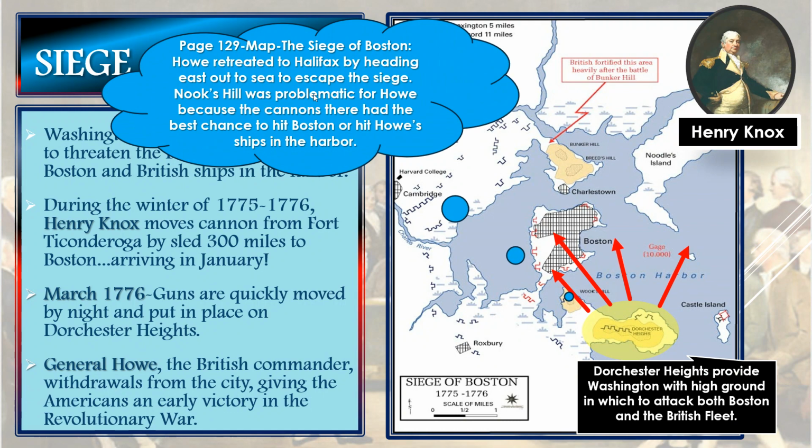Nook's Hill was problematic for Howe because the cannons there had the best chance to hit Boston and to hit Howe's ships in the harbor. They were under threat. So that really scared him out of the city. He didn't want to be there. So we see this General Howe, he's going to retreat out quick.